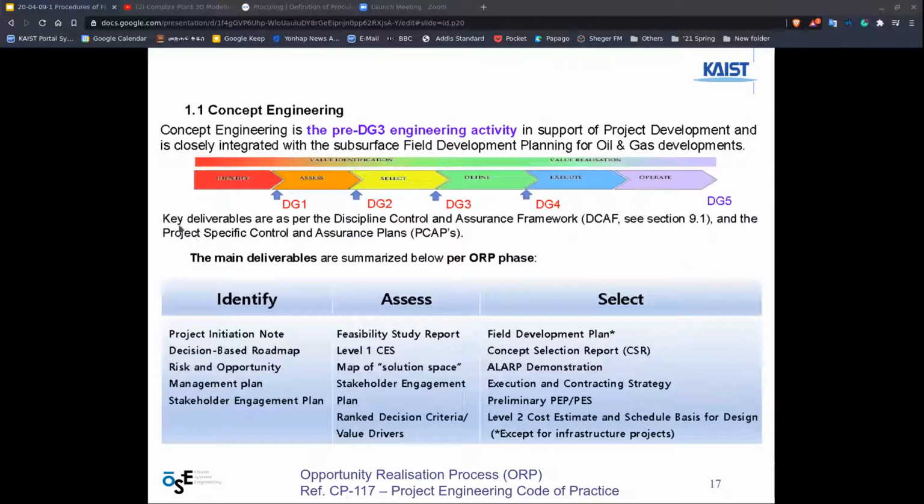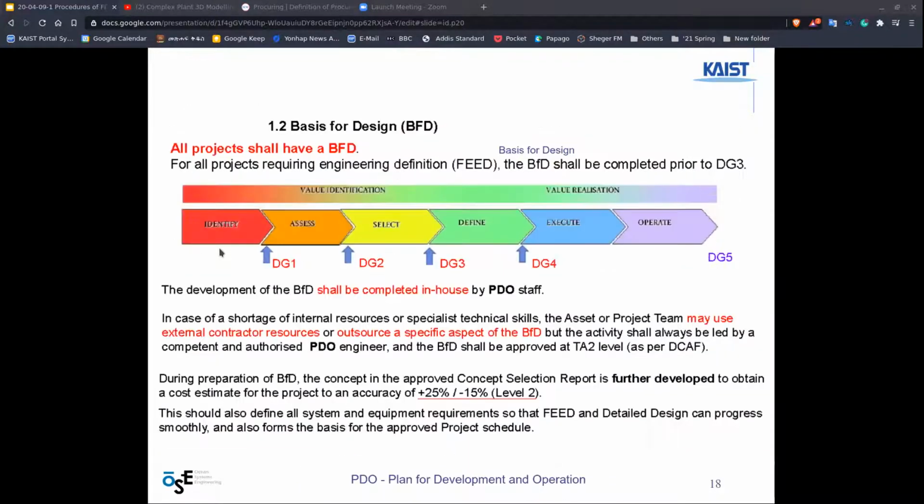So these are the main deliverables. As you can see, in the identification there is a project initiation note, in the assessment maybe a feasibility study report, and in the final selection part, there is a field development plan. This is the basis for design, BFD, as we call it.